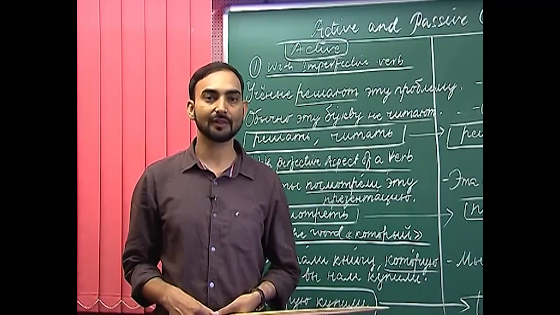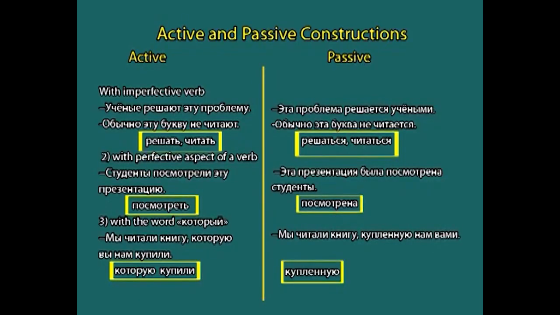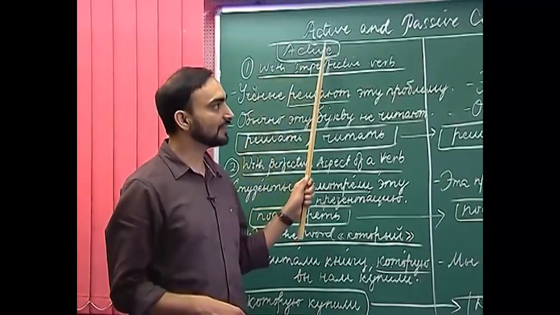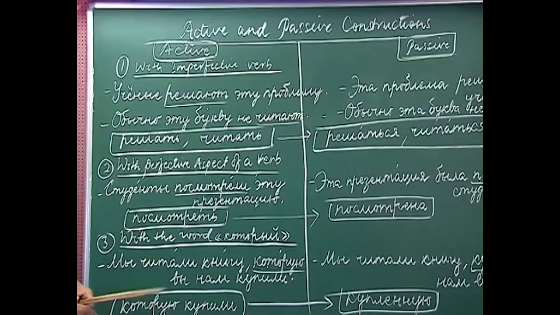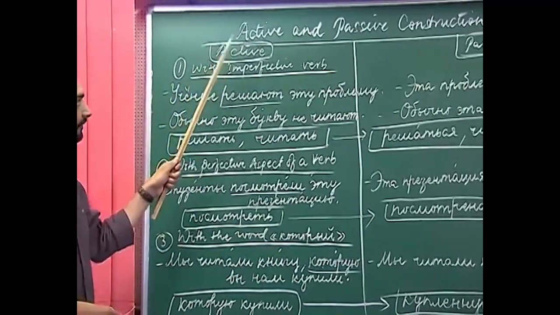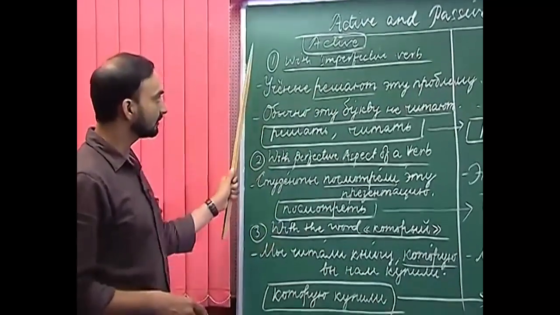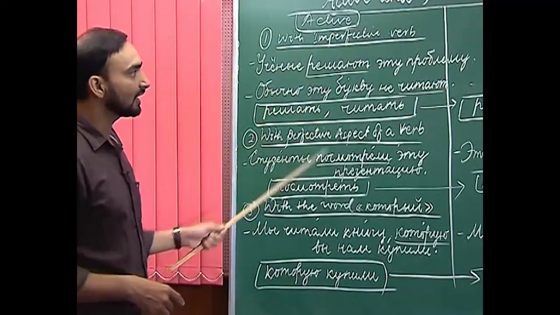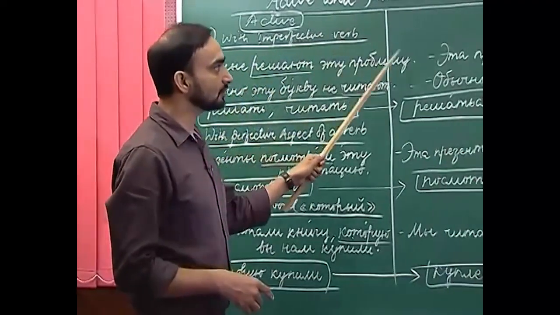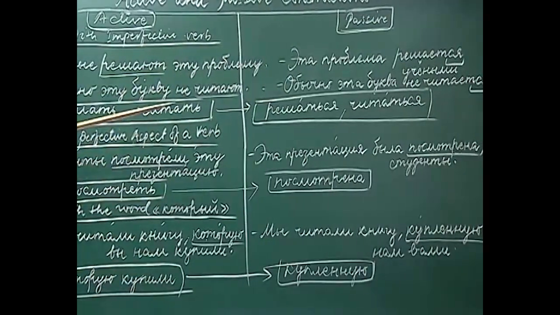The next topic we have is active and passive constructions in Russian. So, there are some constructions which are active, and how do we change them into passive constructions? This is what we are going to learn today. Within the active constructions we have categorized 3 different constructions, and then we have changed them into passive constructions. And how do we do that? That we will be discussing in this part.